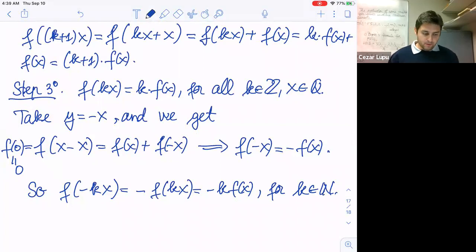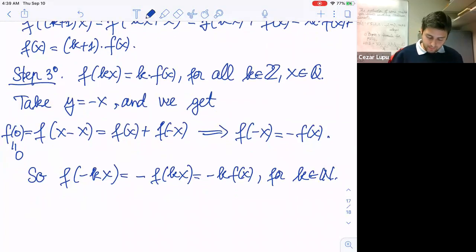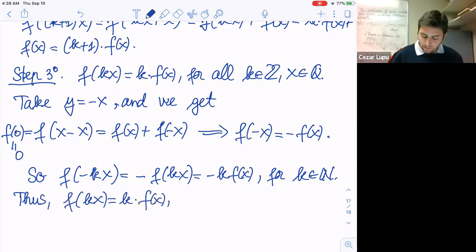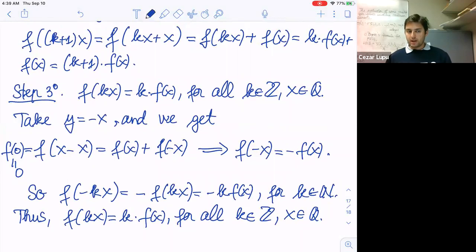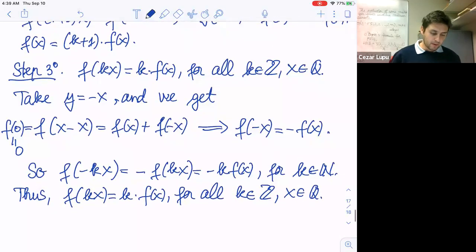So at this point, it's quite clear that f of kx is nothing else than just k f of x for all k in Z and x in Q. All right, so we have shown this for integers, and now the final step. In fact, there is one other thing, one intermediary step. Let's put this as step 4, and then at the end we'll see step 5.